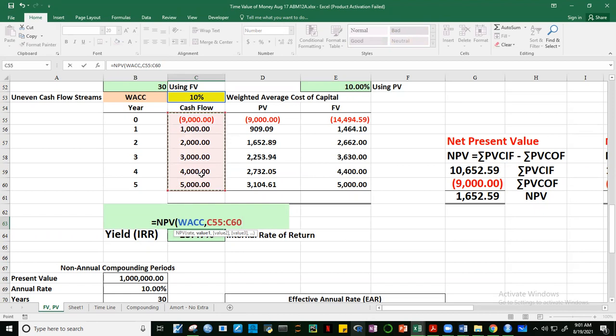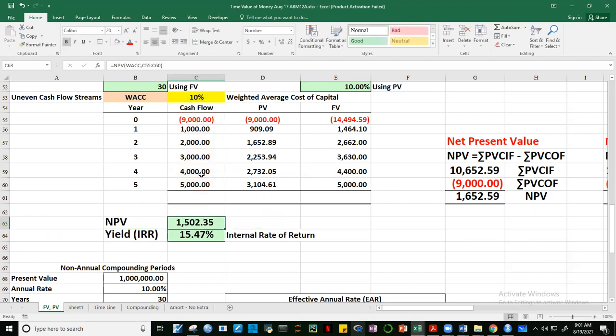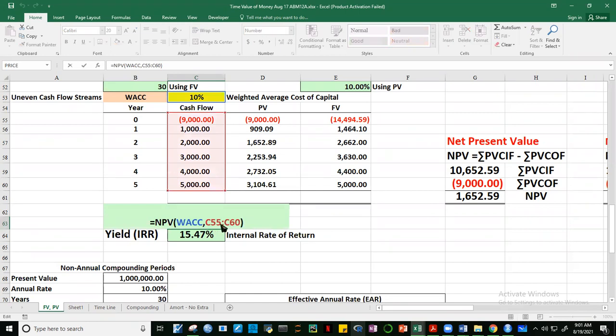Tingnan niyo, ha, papakita ko lang. Yan. So we have 1502.35. Mukhang hindi naman yun yung net present value natin. So mali. Kasi this will be treated now as a cash flow at year 1. Hindi naman year 1 to, it's at year 0. Okay, so mali si Excel dito. So hindi natin isasama si time 0 kasi sabi niya future lang. Kaya magsisimula lang tayo sa year 1.